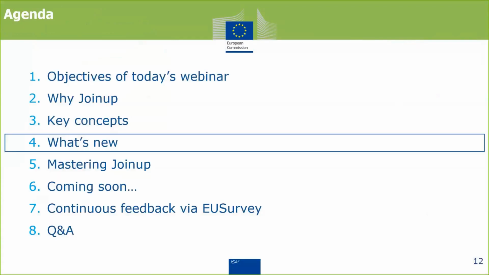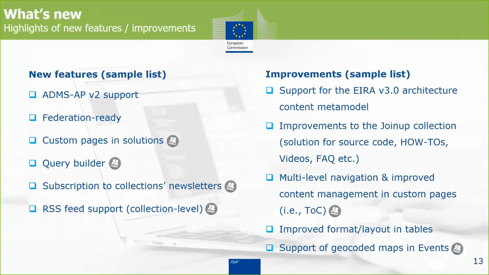What's new? So we have some very interesting facts here. And if I move to the new features, and this is a sample list because a lot of things are being created and improved, we have the ADMS-AP version 2 support now. So this is a nice and good milestone for the platform because this will open the road, pave the road, let's say, for the next item here, the federation-ready ability of the platform. So now, thanks to ADMS-AP version 2, we are able to accept external repositories, publishers or owners, let's say, of external repositories.